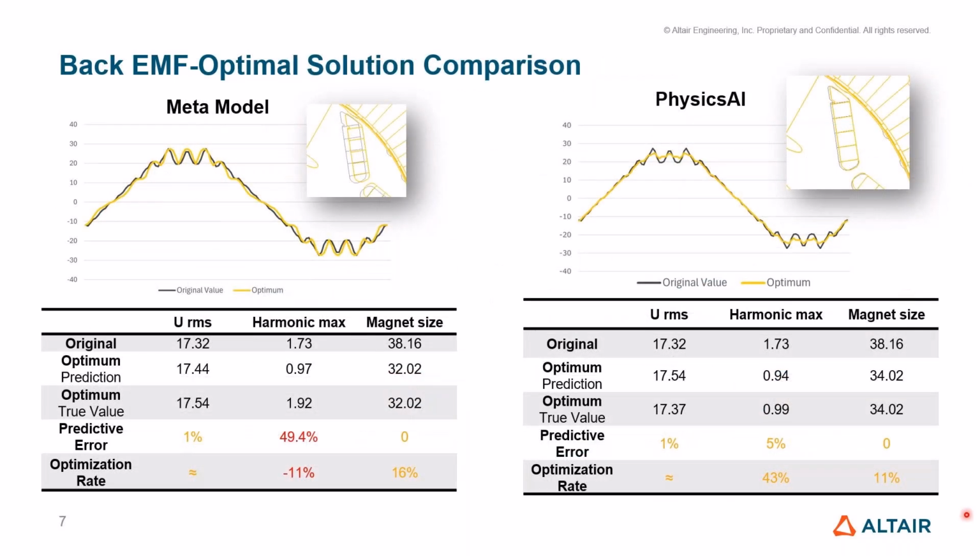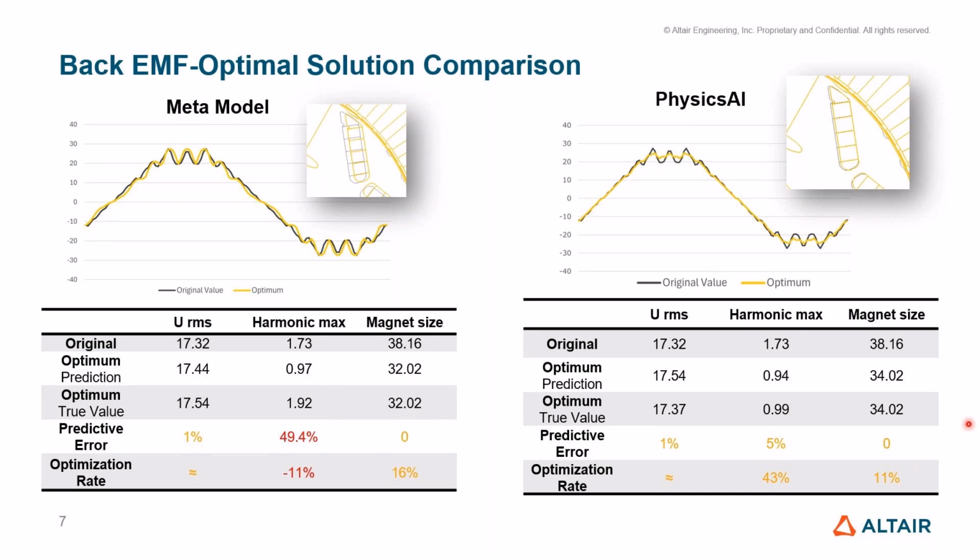Now coming on to the comparison of the models that we got. If we look directly at the prediction errors, the meta model, even after optimization, reduced the magnet size, which is one goal that we were able to achieve, but it did not reduce the harmonics much. This is completely due to the prediction error that we have in the maximum harmonic value.